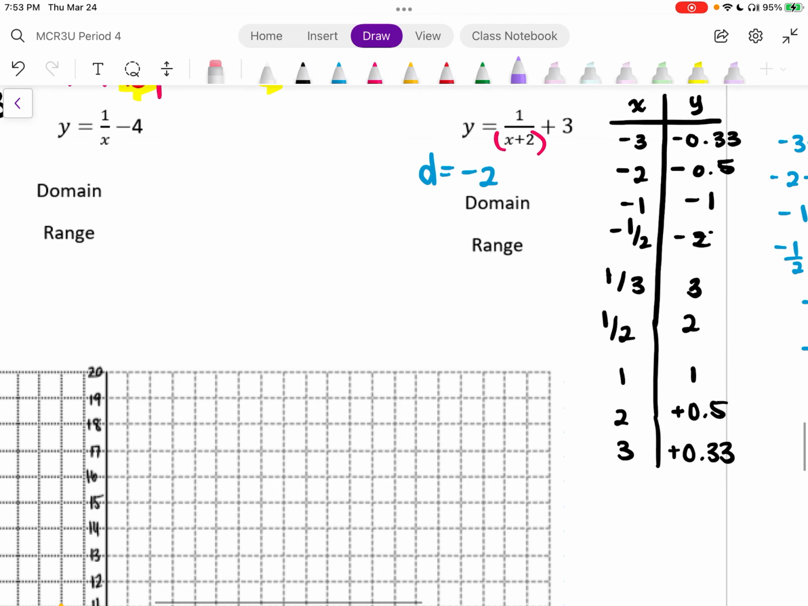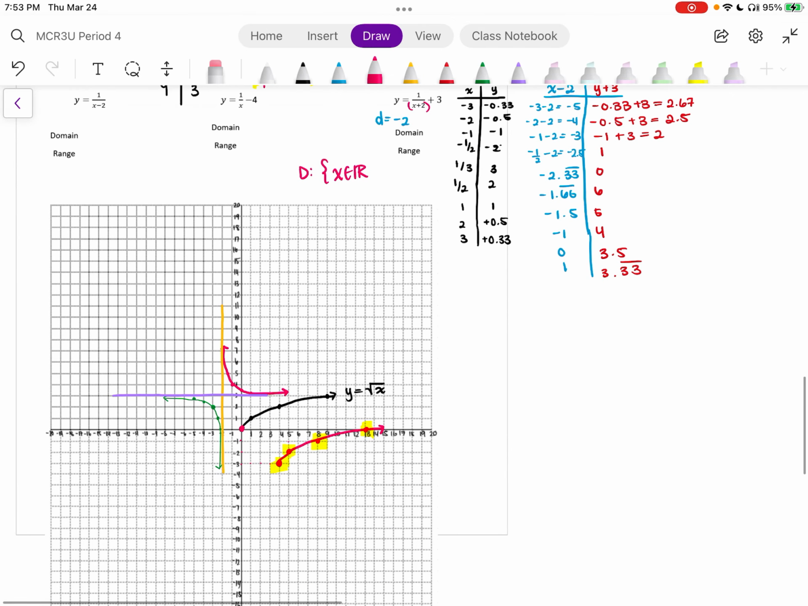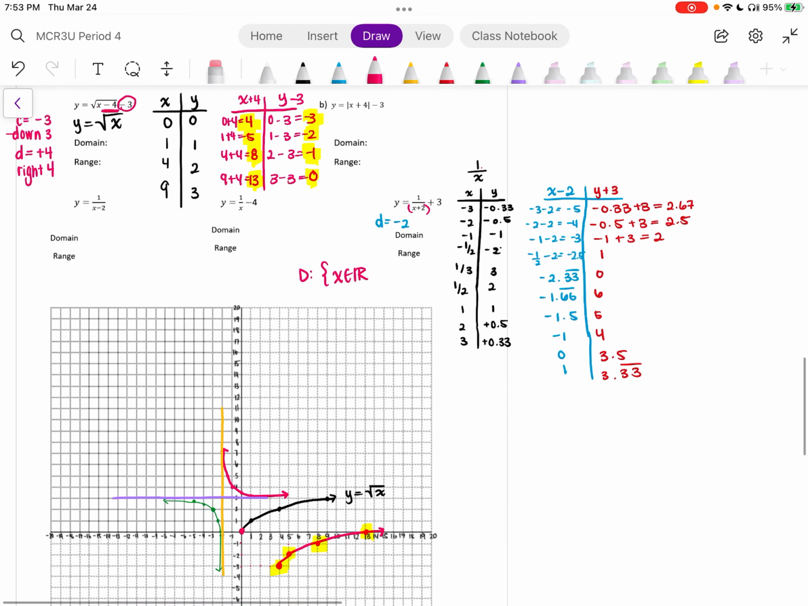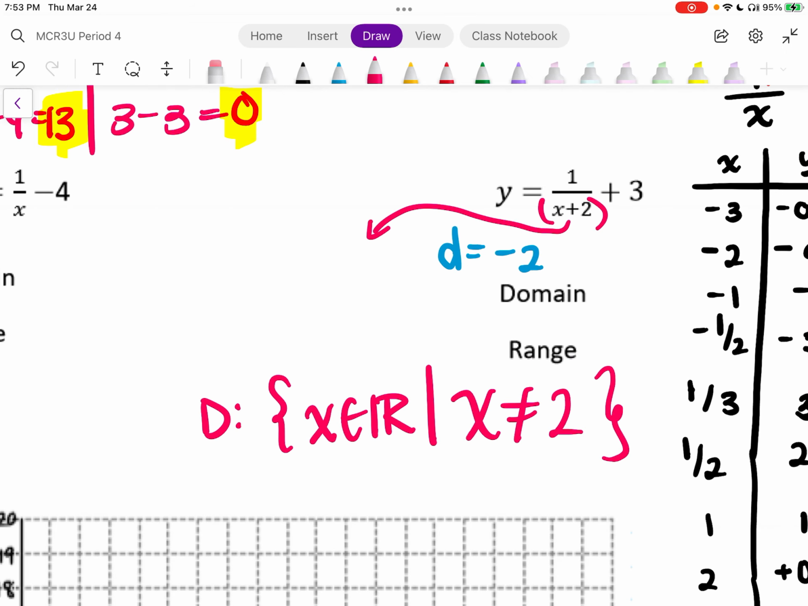For the domain and range here, the domain is going to be D such that x is an element of all real numbers. You can think about it, it can grow in both directions infinitely. But you'll notice that this will approach this yellow line, but it'll never actually touch it, right? So then we also know that x cannot equal -2. That's what it means to have an asymptote. We also know that because this denominator, x plus 2, cannot equal 0. So we know x cannot equal -2, right? So that's why that's the answer.